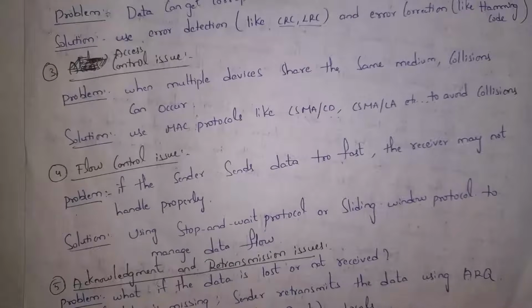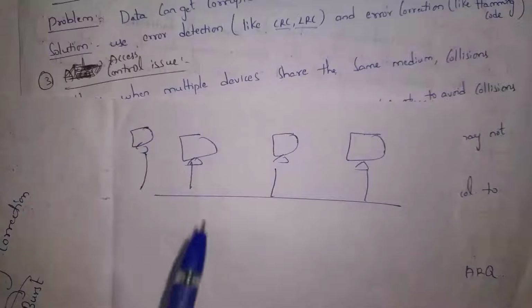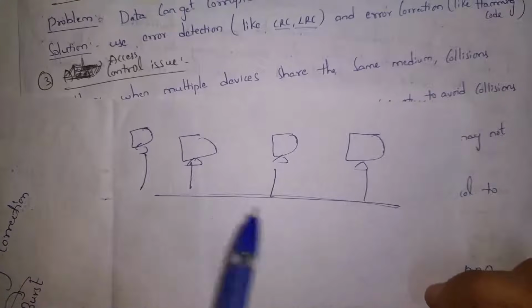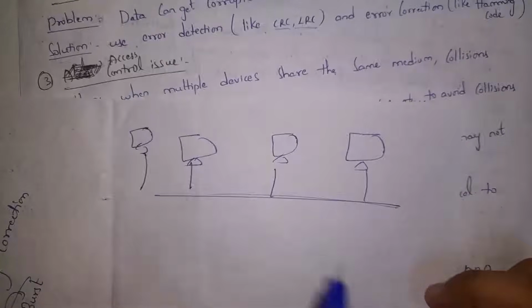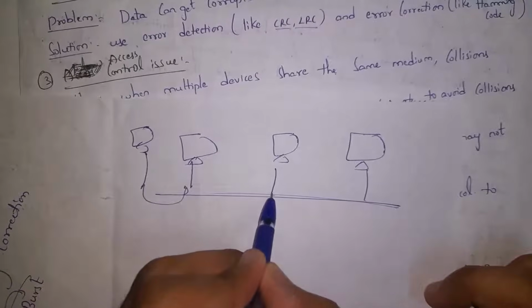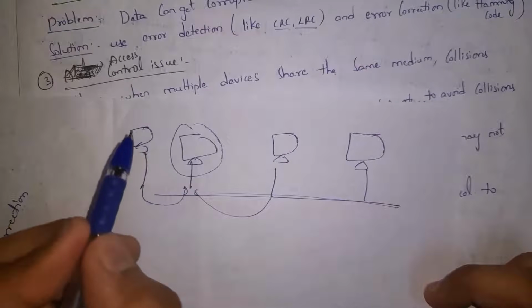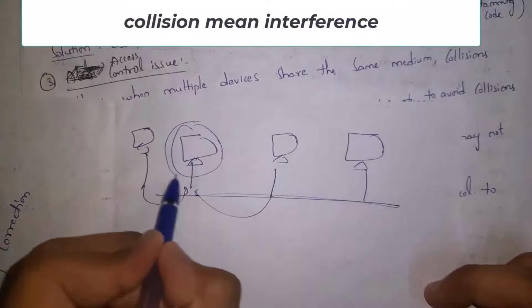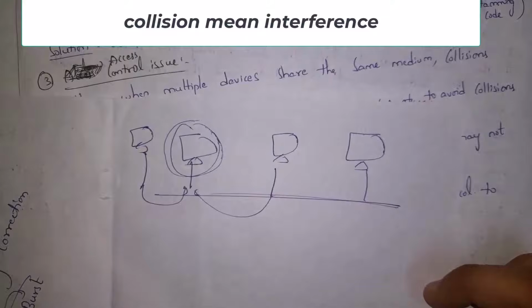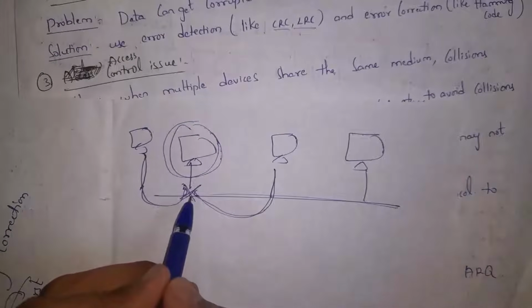The next design issue of the data link layer is access control. Guys, for example, there are multiple computers which are connected to a single cable. By using a single cable, all devices will communicate with each other. For example, at a time, this computer as well as this computer will send data to this computer. Whenever two computers send data at the same time to a particular computer, then collision will occur. Collision is nothing but data loss. As two computers are sending data at the same time, both data will be lost.